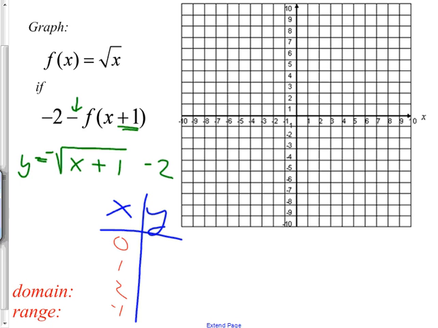All right, here's what you should have actually had on the chart. When you put in a 0, 0 plus 1 is 1. Square root of 1 works out nice. Square root of 1 is 1. And then I make it negative, so now it's -1. -1 minus the 2 makes -3. Raise your hand if you had 0 and -3 on yours. Okay, good.